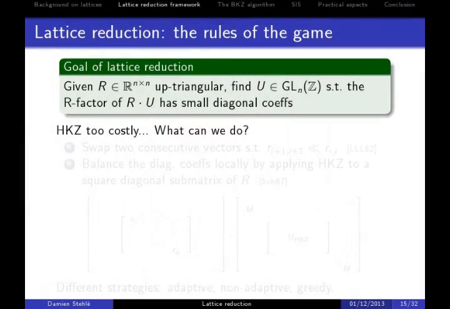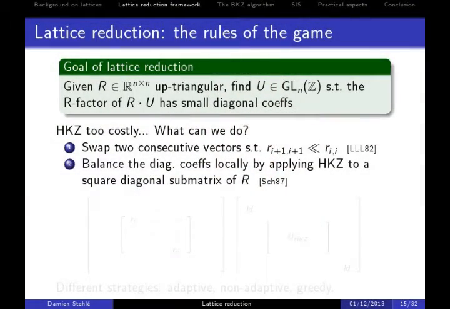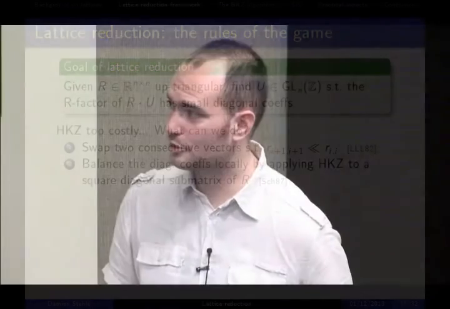Okay, so lattice reduction. We are given an R, which is upper triangular, and we want to find a unimodular U such that the R factor of RU has small diagonal coefficients, or balanced, or not decreasing too fast. HKZ is too expensive, so what can we do? There are two main strategies, and a lot of algorithms built around them.